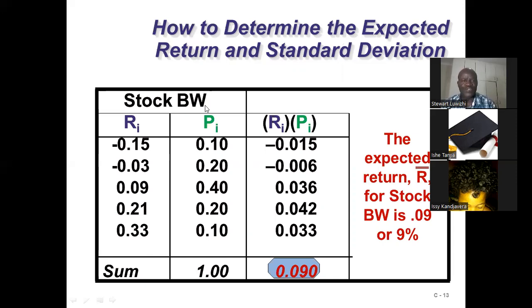So remember, it was summation. The summation formula simply means we multiply Ri by Pi. We multiply each return with its corresponding probability. Hence, we get Ri Pi. And when we have obtained all these, we sum them up, right? After summing these up, we get a figure of 9%.